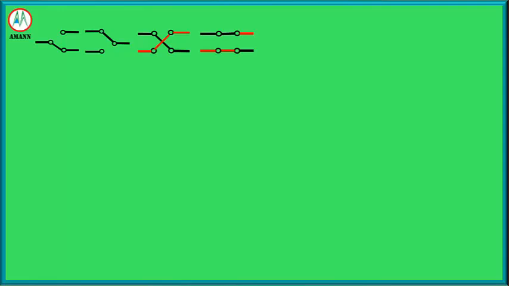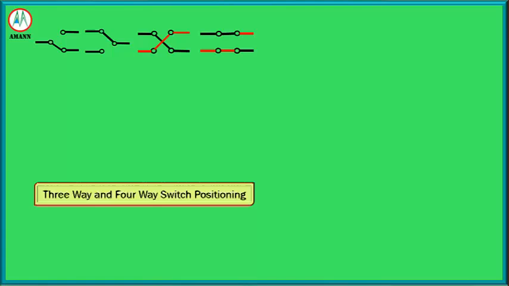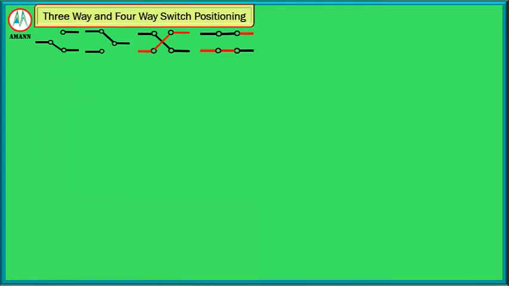A 3-way switch is a switch having 3 terminals, 1 common and 2 travelers. It allows control of a light fixture from 2 different locations. The common terminal connects to the power source or to the light fixture, while the traveler terminals connect to the 4-way switches.